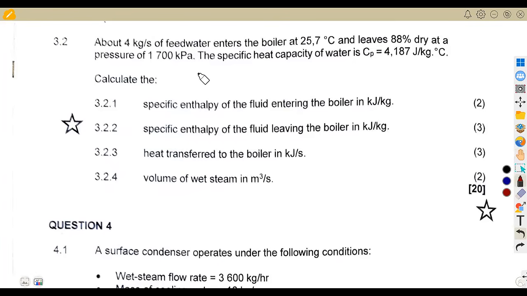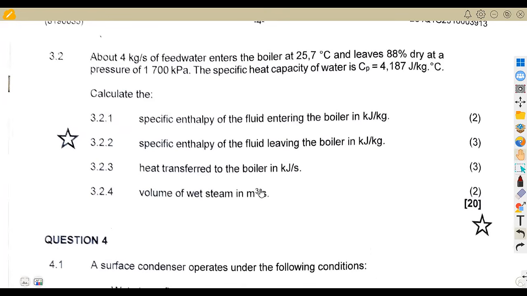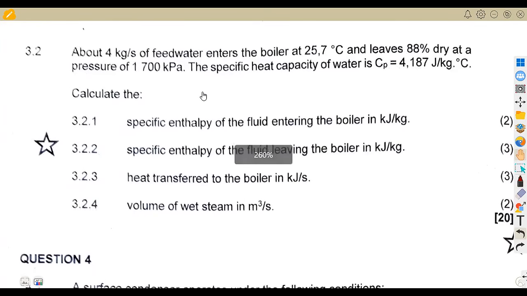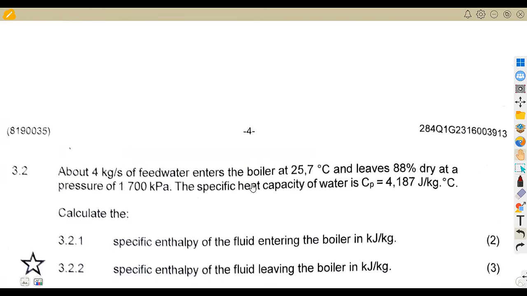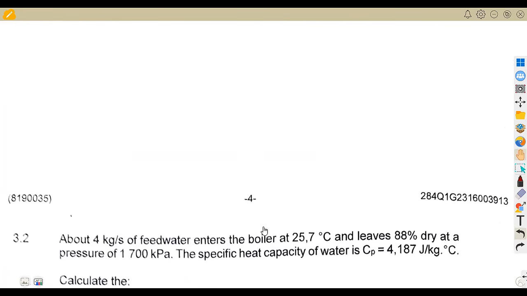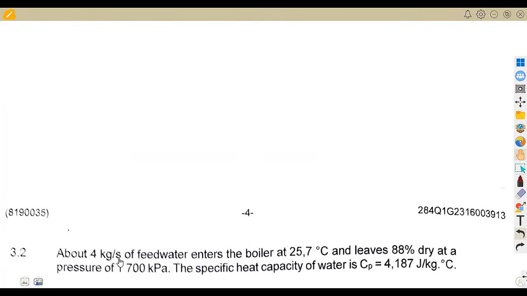The other part of question 3 here is about 4 kgs per second of feed water enters a boiler. It's a boiler again. All right, what are they trying to do, these guys? So this time they are saying about 4 kilograms per second of feed water is entering a boiler. Let us just have the same sketch, just like what we had before, and see what we are having this time. So this is our boiler here.